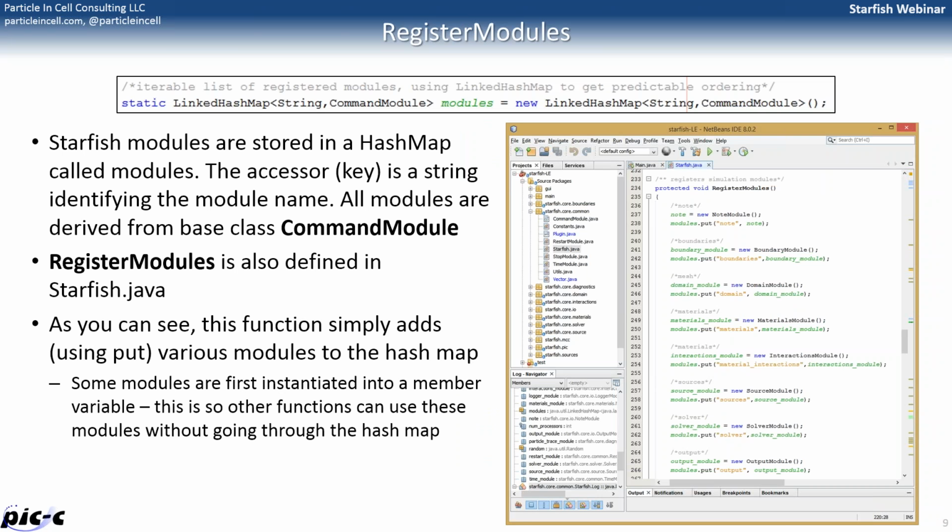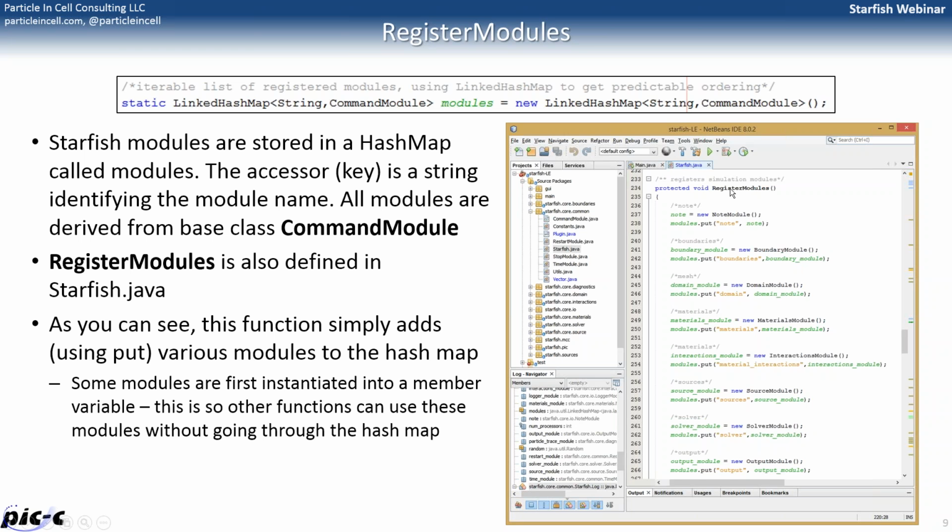So going back to these modules data type, this is how it's defined. It's basically a map, of a type linked hash map, but it's simply a map at the top level. So map is a type of data structure that allows you to map a key, which in this case happens to be a string, to some other value, which happens to be of type command module. Okay, and this command module is an abstract base class, and all these different modules that we are registering here are derivations, or extensions, of that base class. They inherit from this base class.